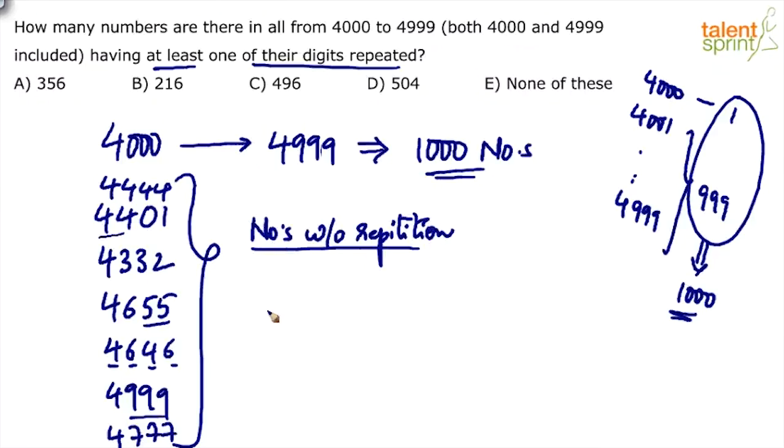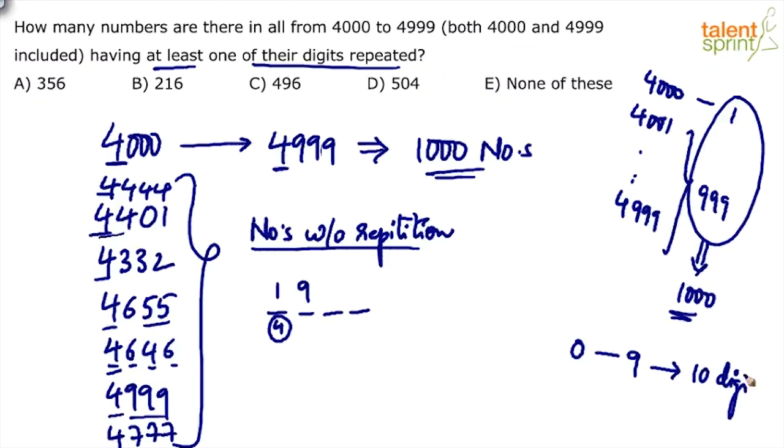How do you do this? See, there are 4 places. The first place can always be filled only in one way, because in all these numbers the starting digit is 4, as our range is 4000 to 4999. So the thousands place will always remain 4, which means it can be filled only in one way. Now, in how many ways can you fill the hundreds place? It can be filled in 9 ways. From 0 to 9, there are 10 digits. Out of 10 digits, one digit has already been occupied by the thousands place, 4. So 4 is excluded now. We are left with 9 digits. Any of those 9 digits can come here.